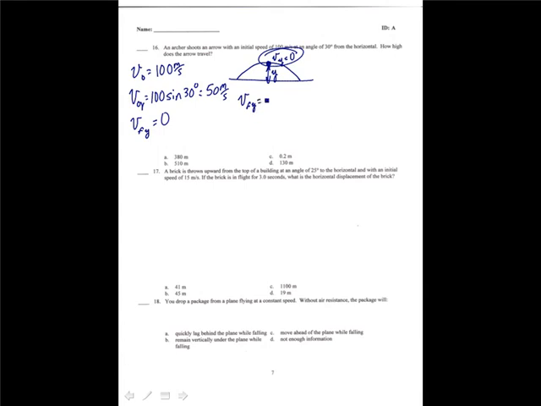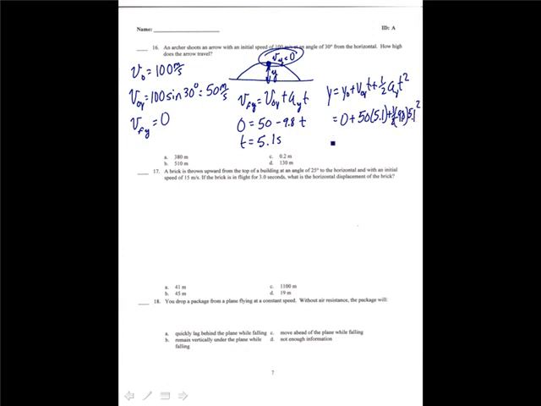So Vfy equals V0y plus Ayt. So that is 0 equals 50 minus 9.8, your acceleration, times t, and then t works out to be 5.1 seconds. Then I want to know what my y displacement is. y is equal to y0 plus v0yt plus 1/2 ayt squared. So y is equal to 0, v0y was 50 times 5.1 plus 1/2 times minus 9.8 times 5.1 squared. And that works out to be 128 meters. So 130 is the answer.